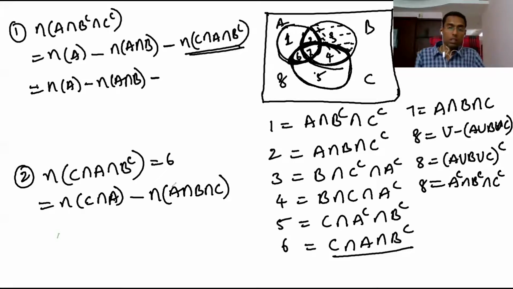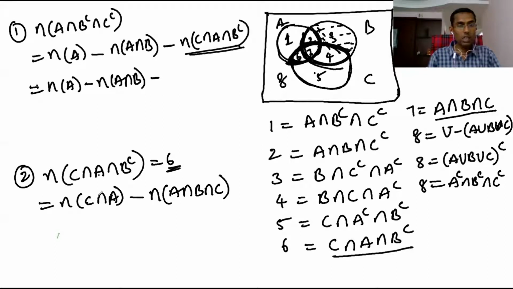From 6th and 7th, if I remove 7, what is 7 here? It is the A intersection. 7 means the common part of A, B, and C. So now the number of elements in C intersection A intersection B complement is what? It is 6. 6 means 6 and 7.